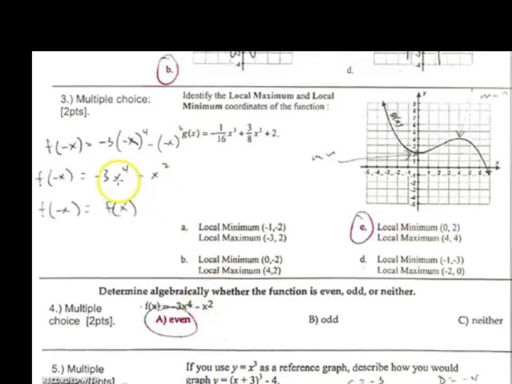If it's the original problem, it is even. If it is the opposite of the original problem and you factor out a negative 1, that'll be odd. And then if it's a little bit off, it's not the opposite, it's not exactly the same, that'll be neither.